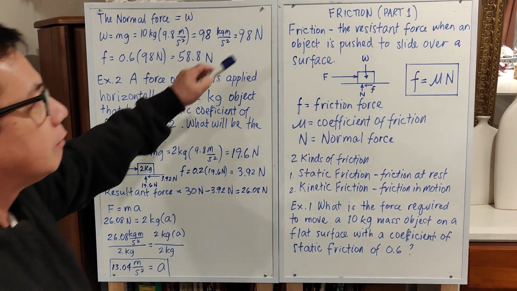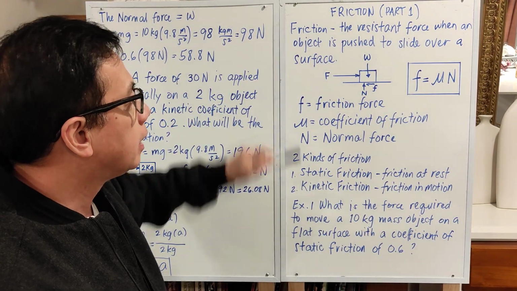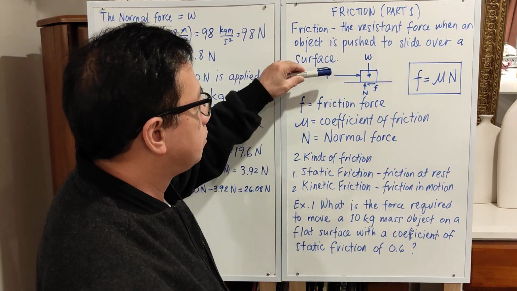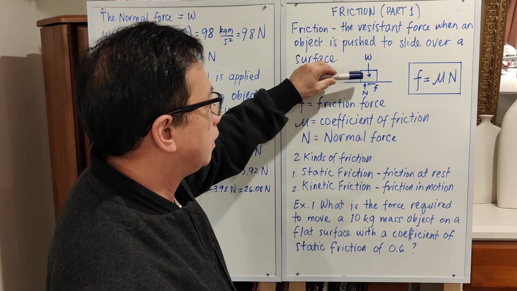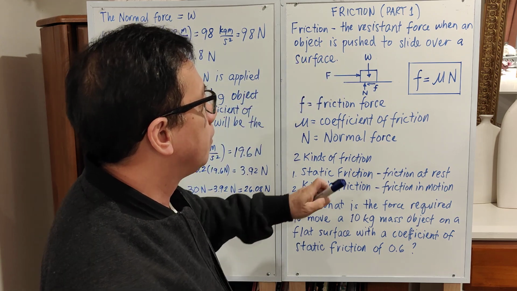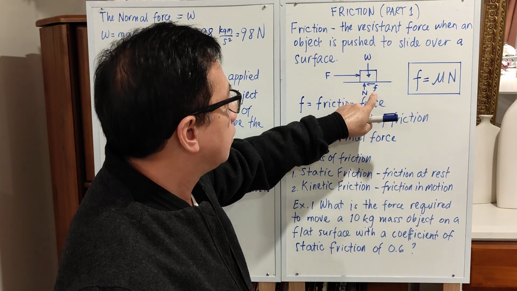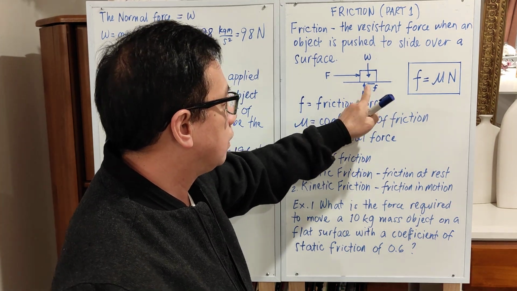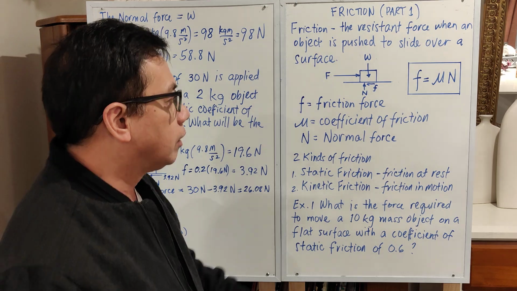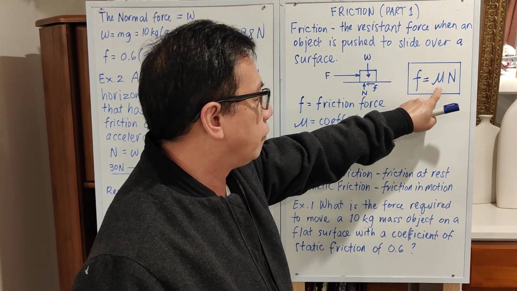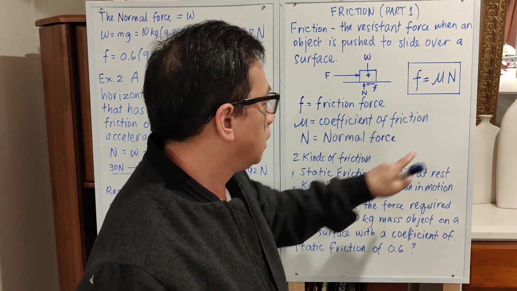Friction is the resistant force when an object is pushed to slide over a surface. For example, we have an object and it is pushed by a force going horizontally in that direction. There will be a resisting force, which is the force of friction going in the opposite direction. Now, the formula to compute the friction is equal to the coefficient of friction times the normal force.